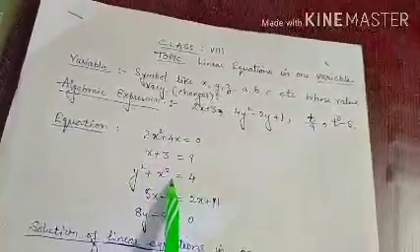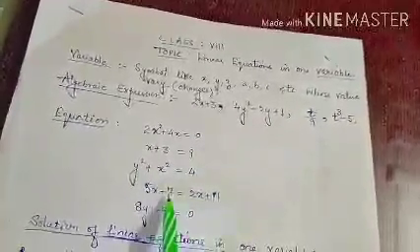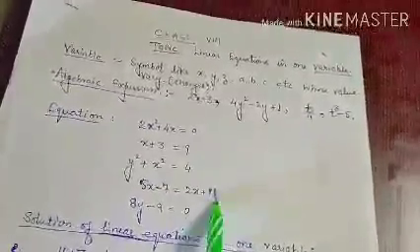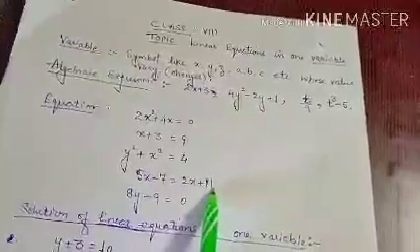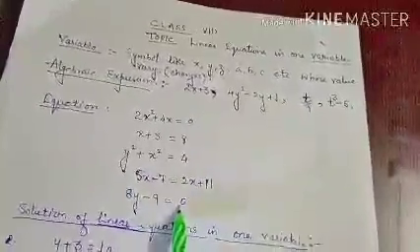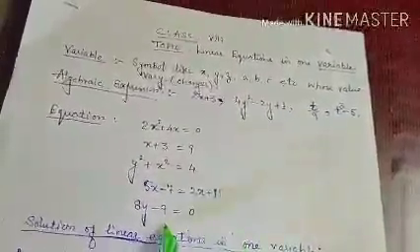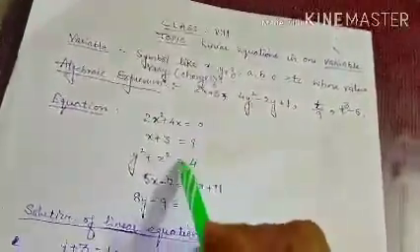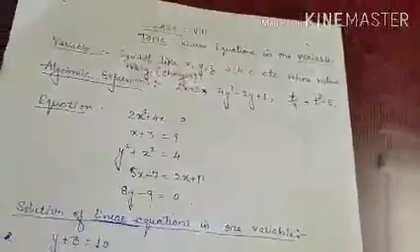y square plus x square equal 4. 5x minus 7 equal to x plus 11, one expression equated to another expression. 8y minus 9 equal to 0. These are some examples of an equation. An equation involves the equal to sign.